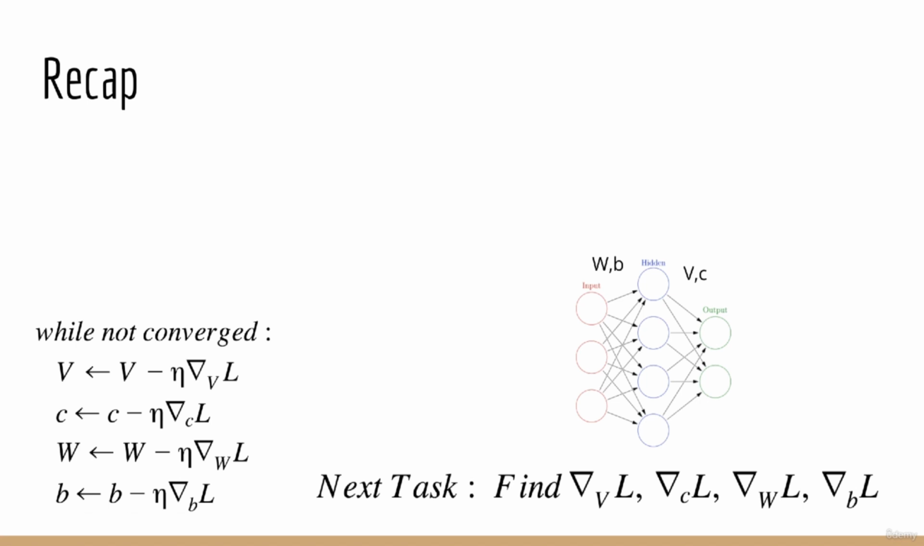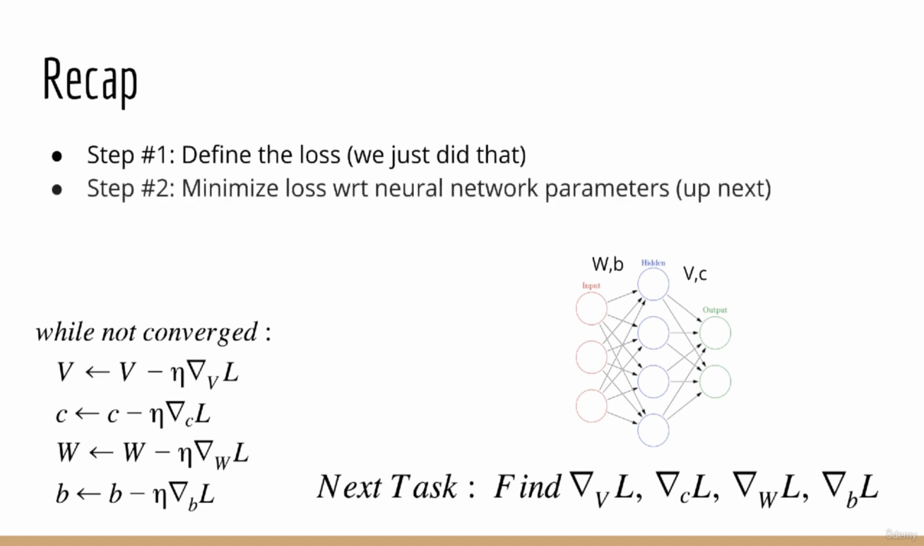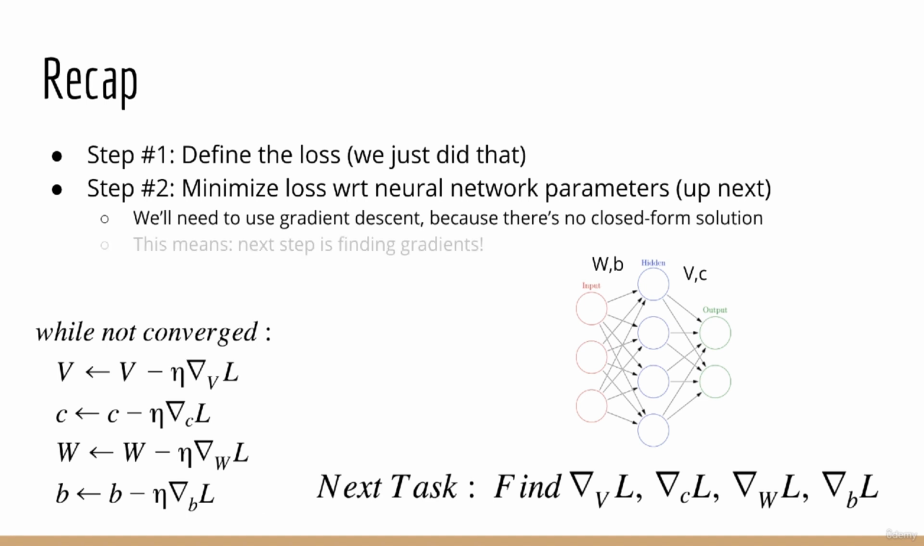Let's recap what we've done so far and remember what our plan is. As you recall, we have 2 steps. Step number 1 is to define our loss. We just did that in this lecture. Step number 2 is to minimize the loss with respect to our neural network weights. This is going to involve gradient descent or gradient ascent, and therefore, the next few lectures will involve finding out what these gradients are.